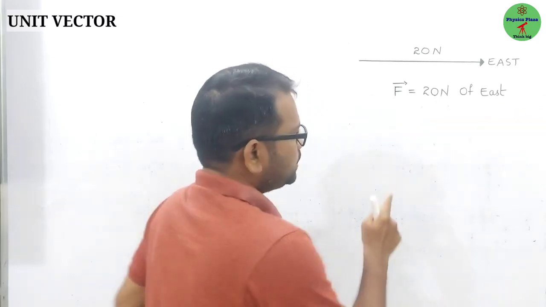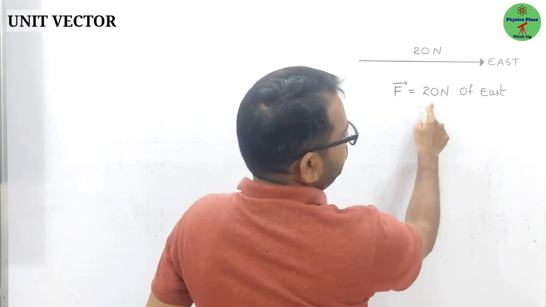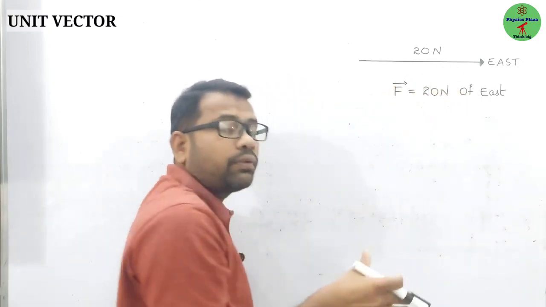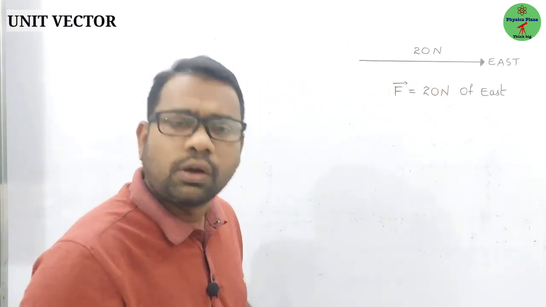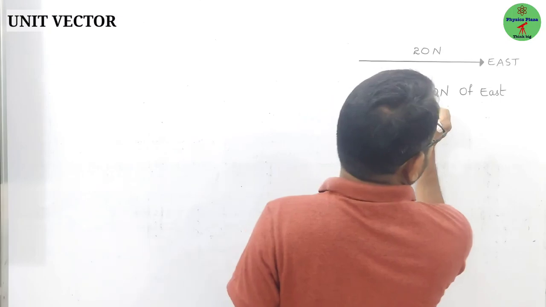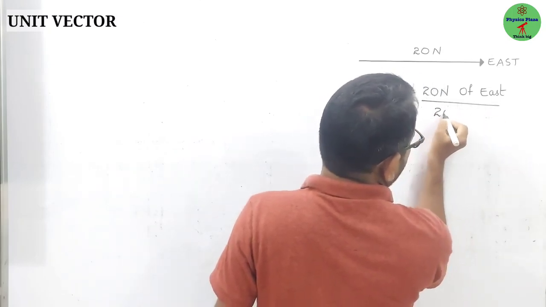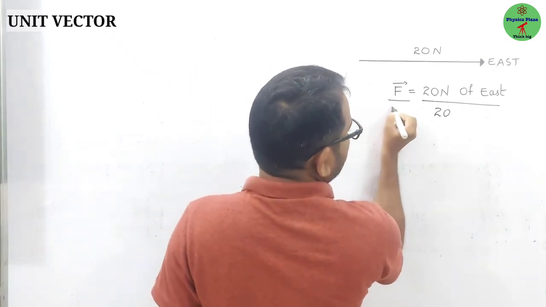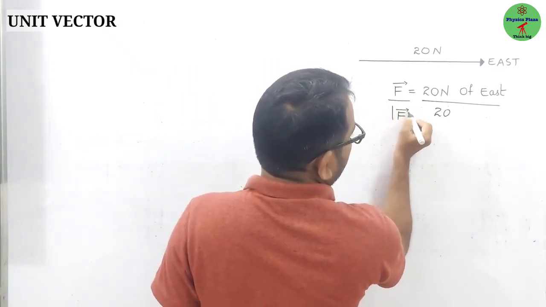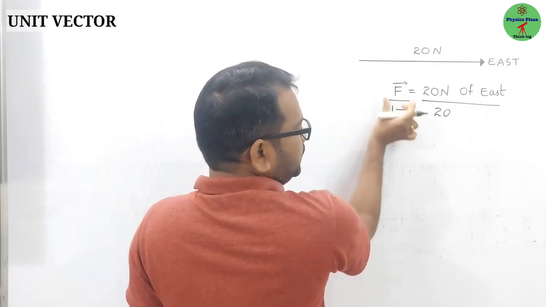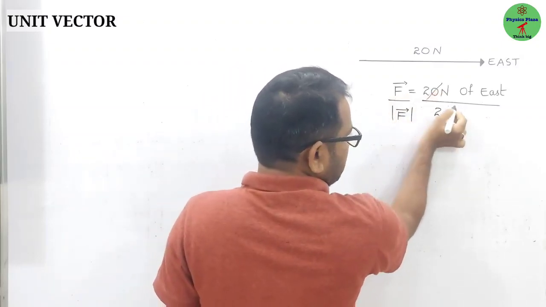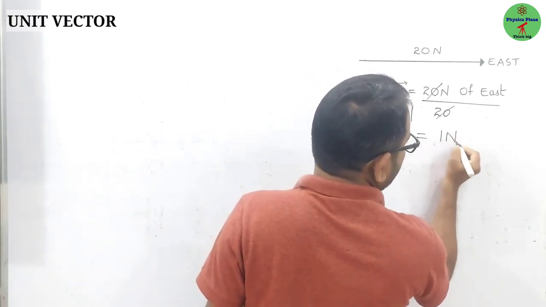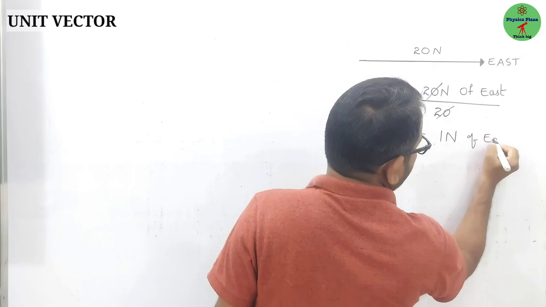Very simple. Suppose it is a vector of 20 Newtons east. If I want to get a 1 Newton force acting towards the east, what should I do? I should divide by 20, right? Yes or no? I must divide by 20. Here, I am dividing the vector by its own magnitude. Then 20 cancels, and what we get here is 1 Newton force towards east.